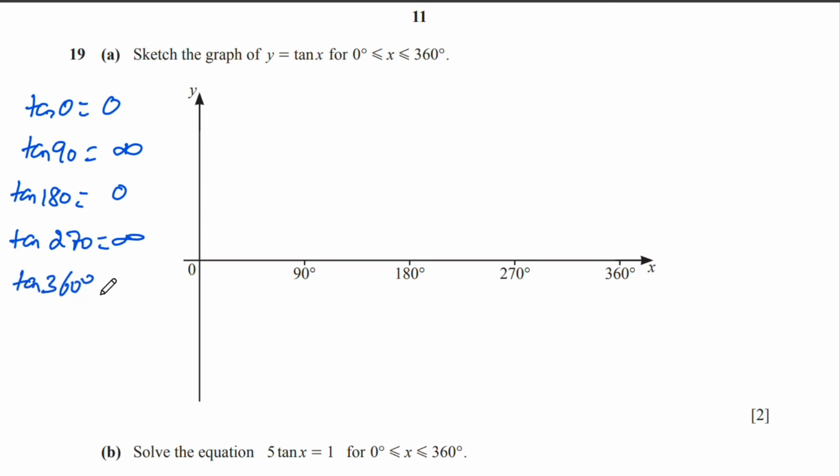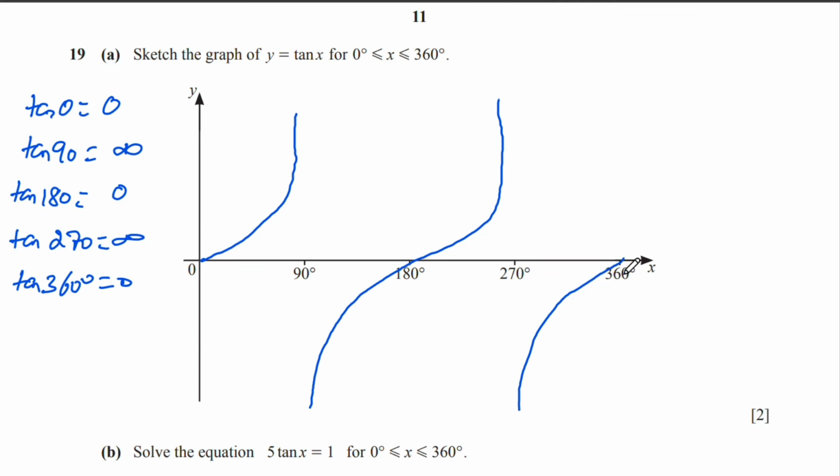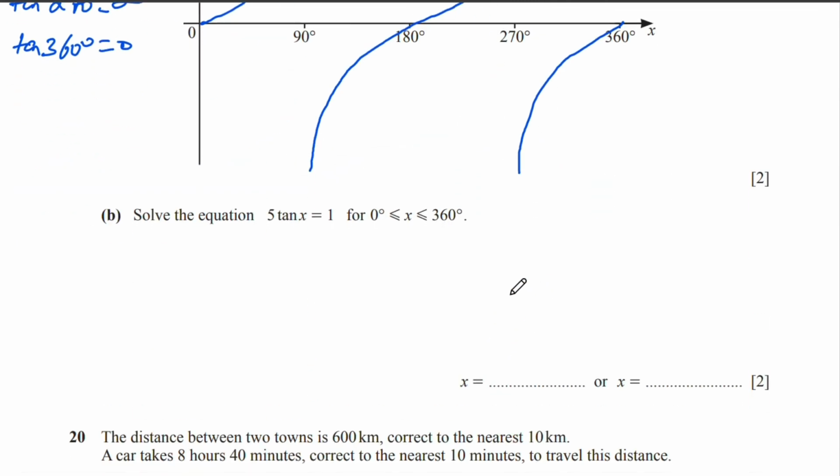So we know that from 0 to 90 it's increasing. So the graph will be like this from 0 to 90. But it is not going to touch 90, so this will actually be a vertical asymptote. And then again starting from 90, though it will not touch 90, 180 is 0. And again 270 is infinite, so it is not going to touch 270. Again starting from 270, 360 is 0. So that will be the graph of tan x.